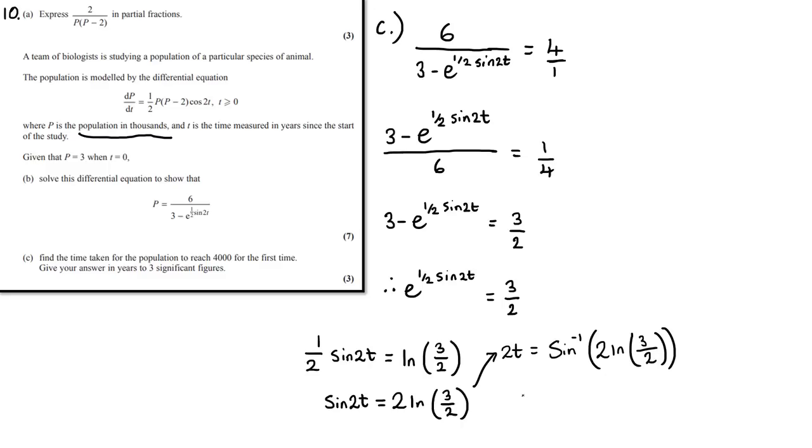And again, this is just something that we just need to use your calculator for. So what you get here for 2t is equal to 0.9457, and so on. But obviously I just want t, so we just divide both sides here by 2. So I do 0.9457, divide that by 2, and to 3 significant figures, what you should get here for t is 0.473. Okay, so that's 0.473 for the time taken for the population to reach 4,000 for the first time. Okay, and that gives us our solution there to part C and to question 10 overall.